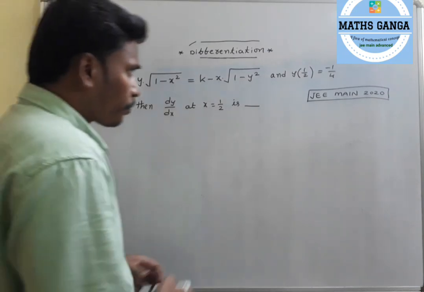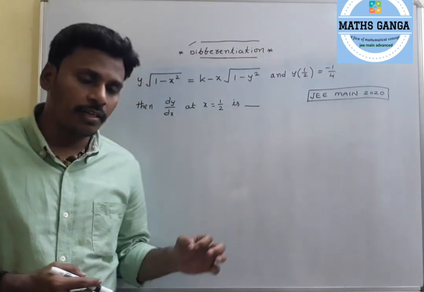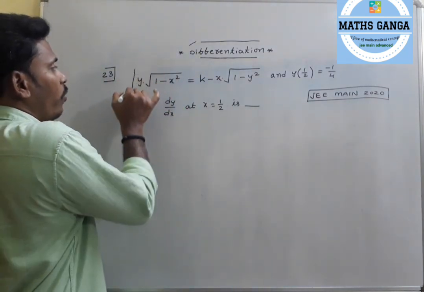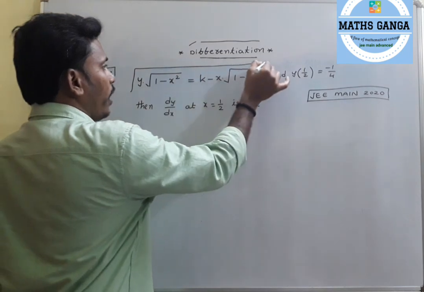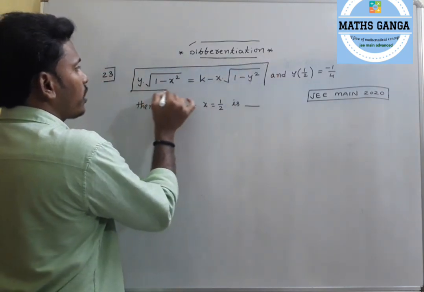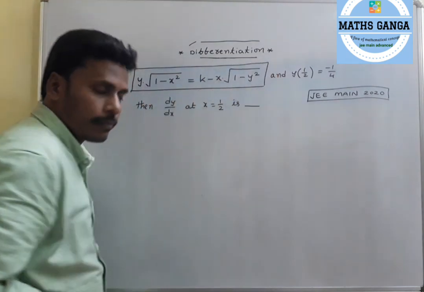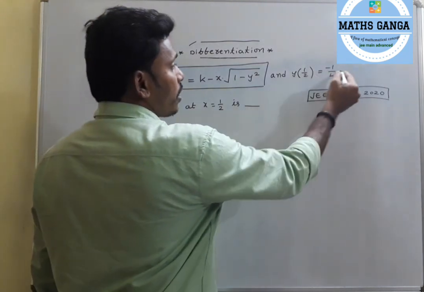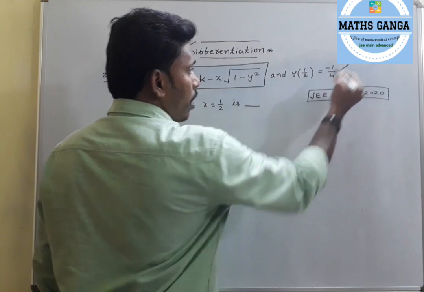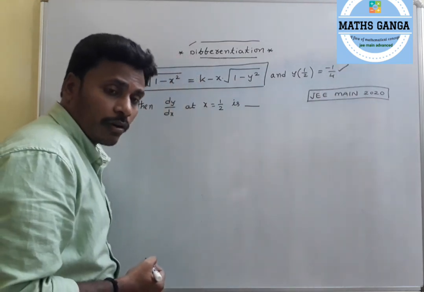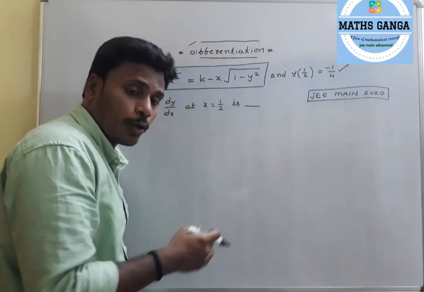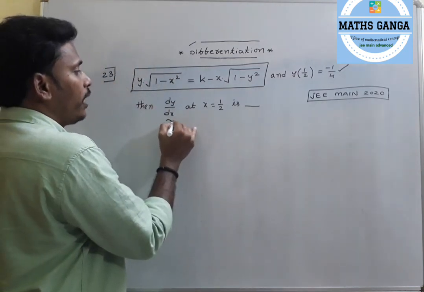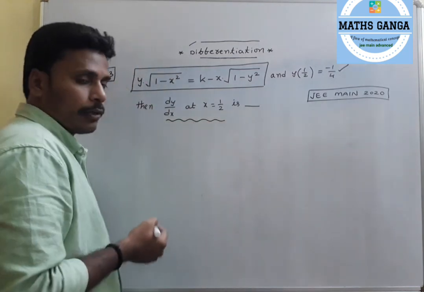Okay, next problem. Another problem asked in Mains 2020 from differentiation. Look at the problem. This relation is given: y into root 1 minus x square is equal to k minus x into root 1 minus y square. And in this relation, y of 1 by 2 is given as minus 1 by 4. In the sense, if x is 1 by 2, y is minus 1 by 4. Okay?